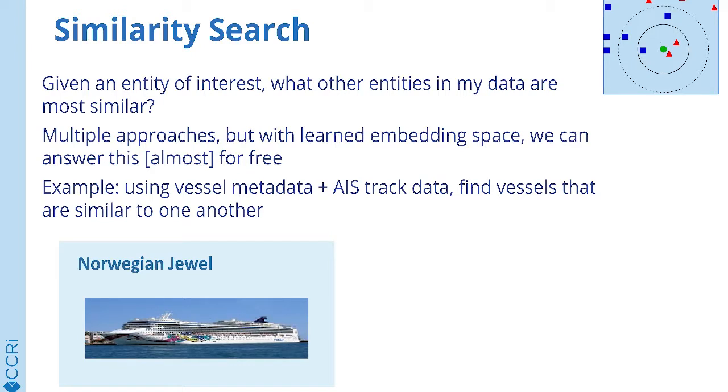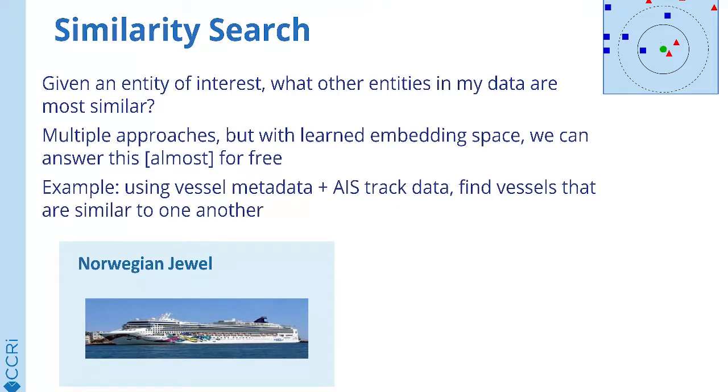So one thing we might want to do is something called similarity search. The general idea here is that you want to ask the question, given one thing I'm interested in, what is the most similar thing to it, or most similar other entities, plural. So here for this example, our data sets are vessel metadata, things like how big is a ship, maybe what is its maximum speed, and then also track data. This comes from AIS.